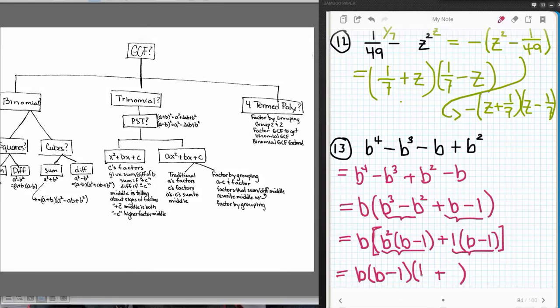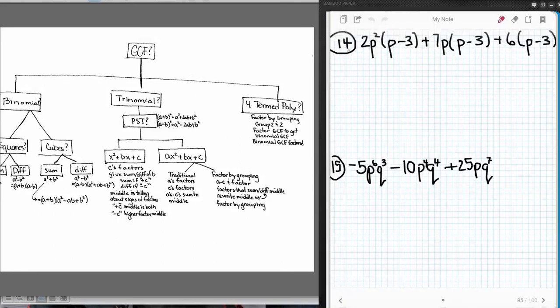So we have b squared for my first term, and 1 for my second term. And then I have my factoring done. All right, now moving on to my next two problems.